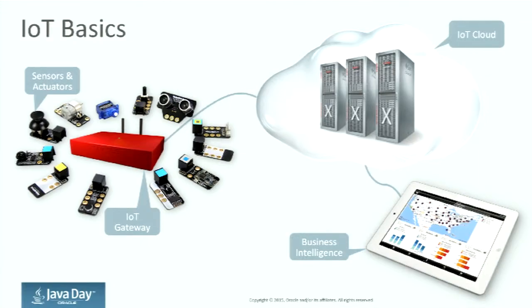Here we have those connected up to our IoT cloud. This is our big data center off somewhere in the cloud that's going to be taking all the data from these sensors and doing interesting things with it. And then we have things like our classic business intelligence application that's going to be trying to make sense of that data and do something useful with it.